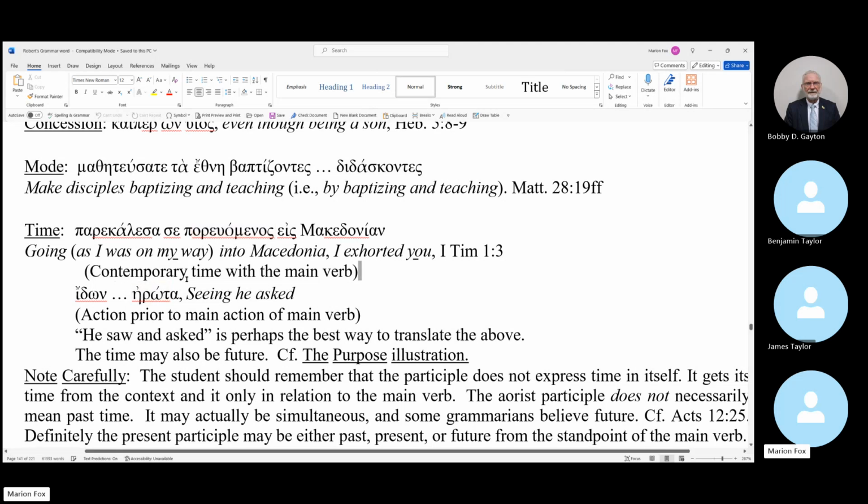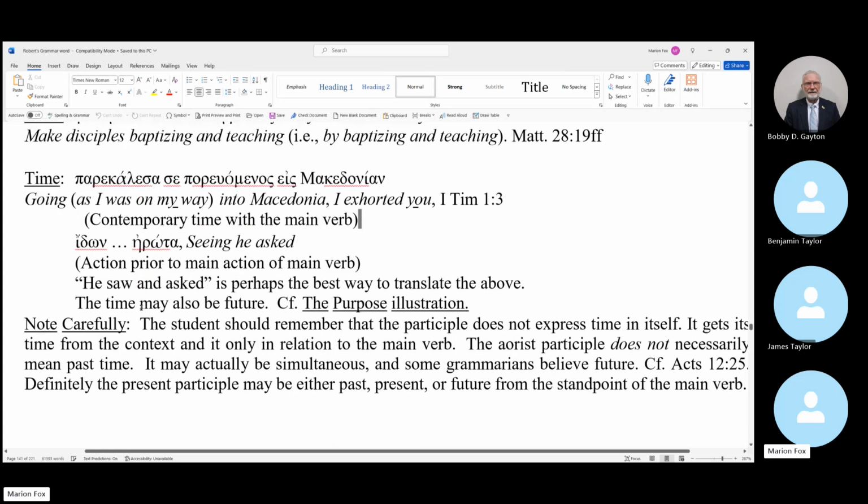It can be in contemporary time with the main verb, or an action prior to the action of the main verb: idon erotesen, seeing, he asked. It's an action prior to the main verb: he saw and then he asked. I'm thinking we don't have a verse in here, and I need to probably get into it and find it, but I think that's in the Bible. He saw and asked is probably the best way to translate it.